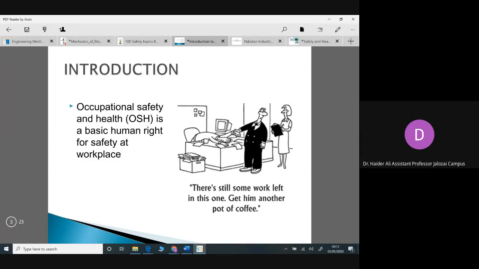The main reason that this course is being taught to engineering students is that you realize what your rights are as an employee in any situation, or what your responsibilities are as a manager or an employer if you have other people working for you. You can see this picture showing a funny situation: the manager is holding the hand of a person and saying there is still some work left in this one, get him another pot of coffee. You don't want to be in a situation like that. You don't want to overwork yourself, because what comes first is your health and your safety. That's why we say that occupational safety and health is a basic human right, a basic human right for safety at the workplace.